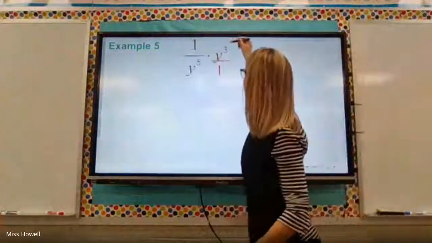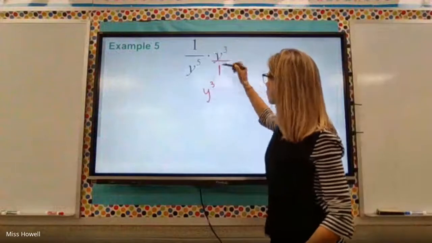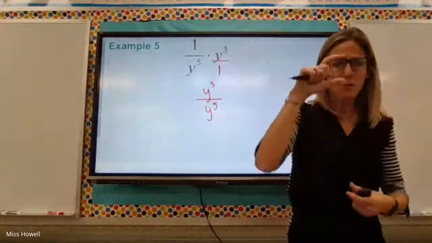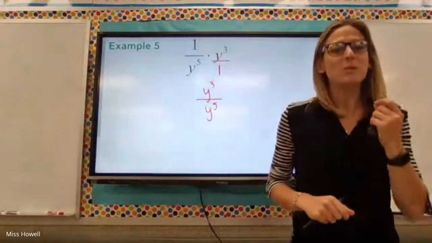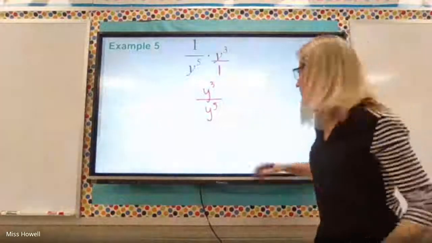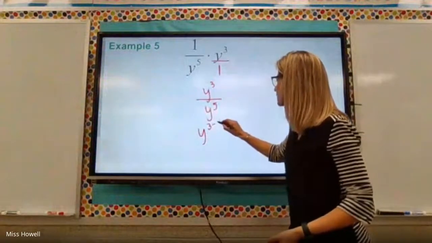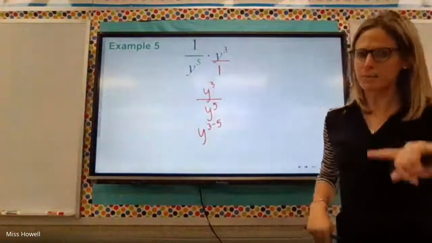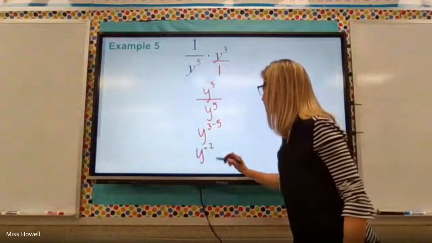So 1 times y to the 3rd would just give us a y to the 3rd. Y to the 5th times 1 would just give us a y to the 5th. And now we're back to, I have a y on the top, a y on the bottom. So to simplify, I would subtract their exponents. So I would have a y to the top minus bottom. Order matters. 3 minus 5. I can't do big minus small. It's top minus bottom. So be careful. And that will give us a y to the negative 2.